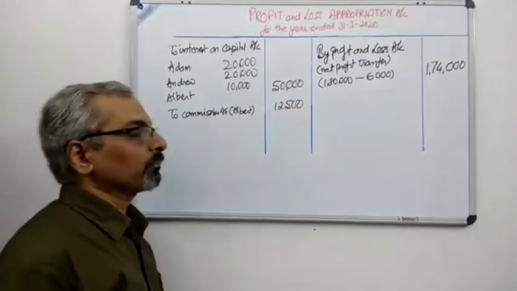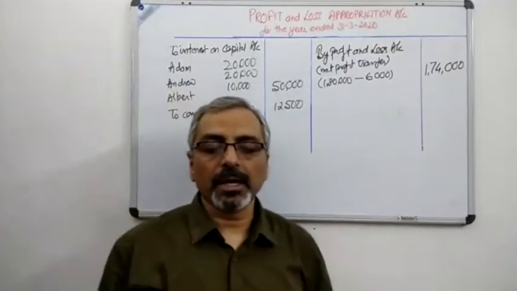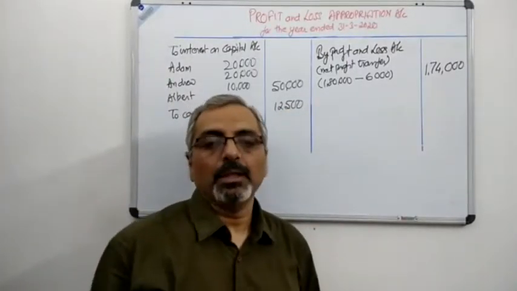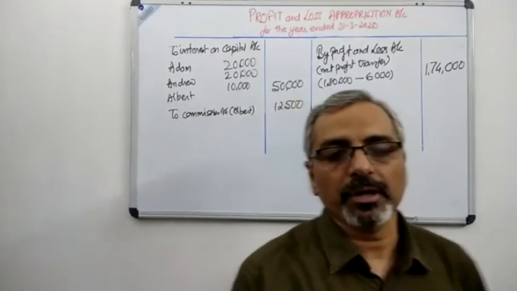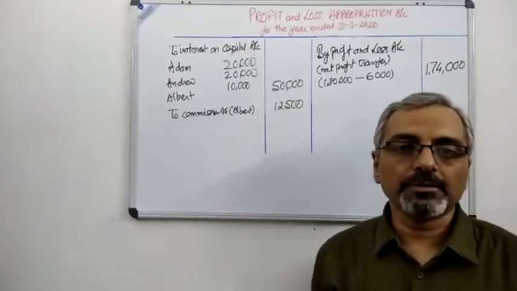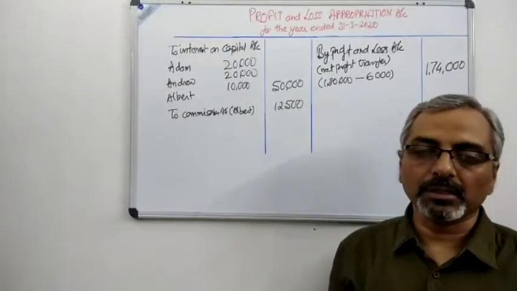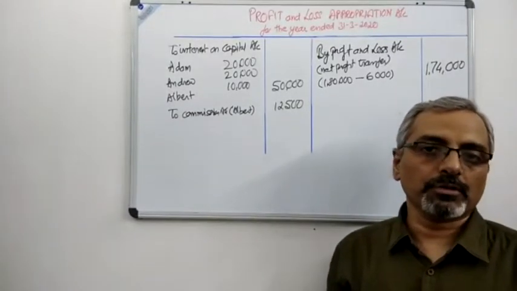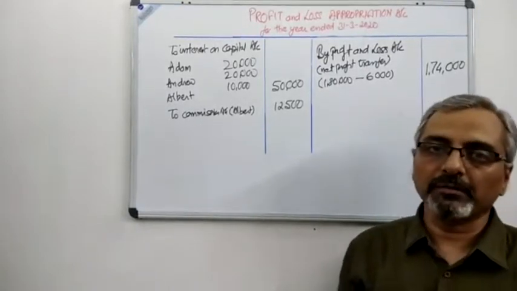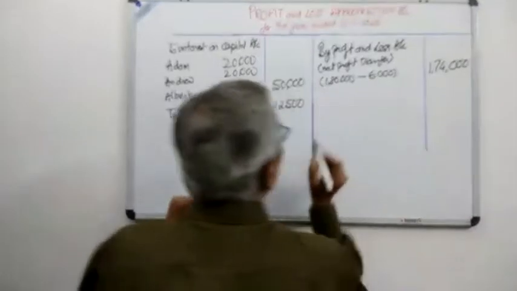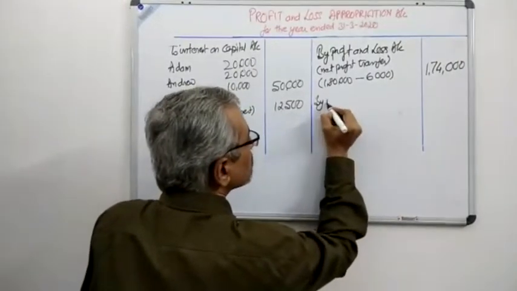12,500. This completes the entries in the debit side. Now we are moving on to the credit side, and remember there were three partners who had withdrawn money and there was interest on drawings of all the three partners. If you remember, it was 2,200, 1,800 and 1,500.